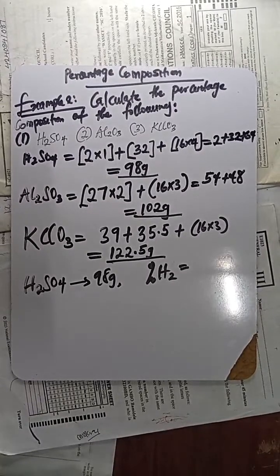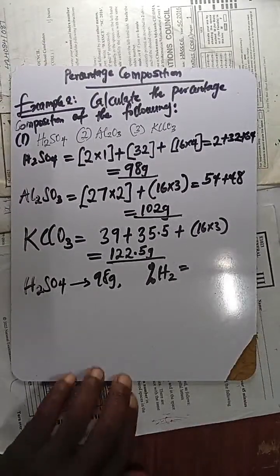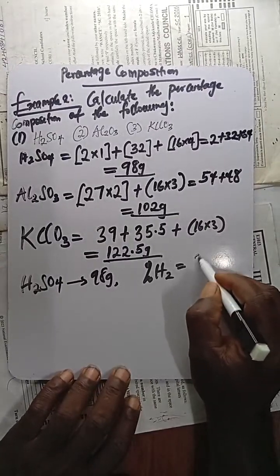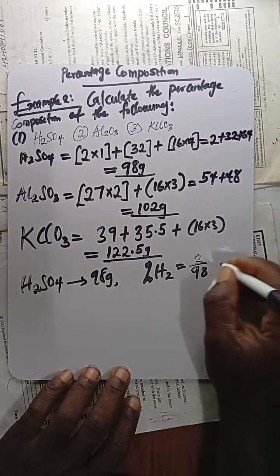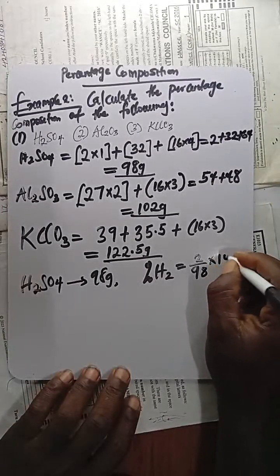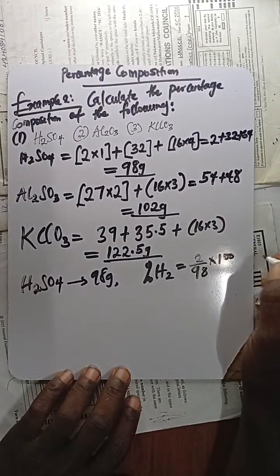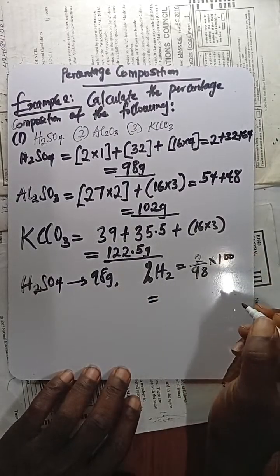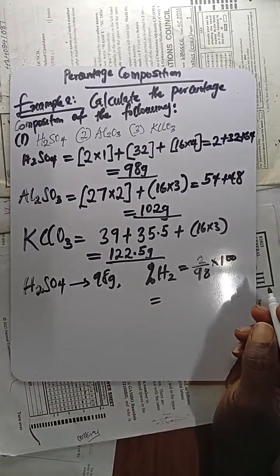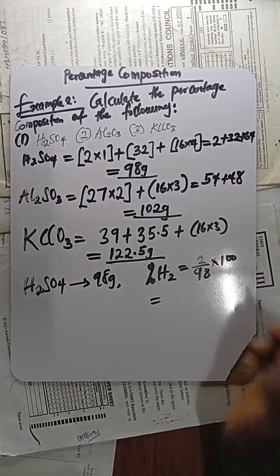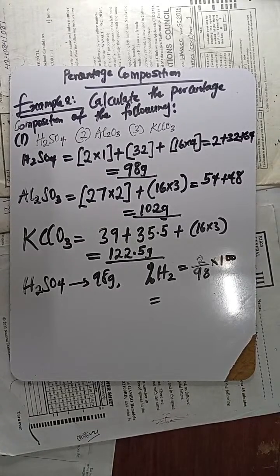So for the percentage composition of hydrogen, it will be 2 over 98 times 100. It was so small. So by using our calculator, we finally get the value.